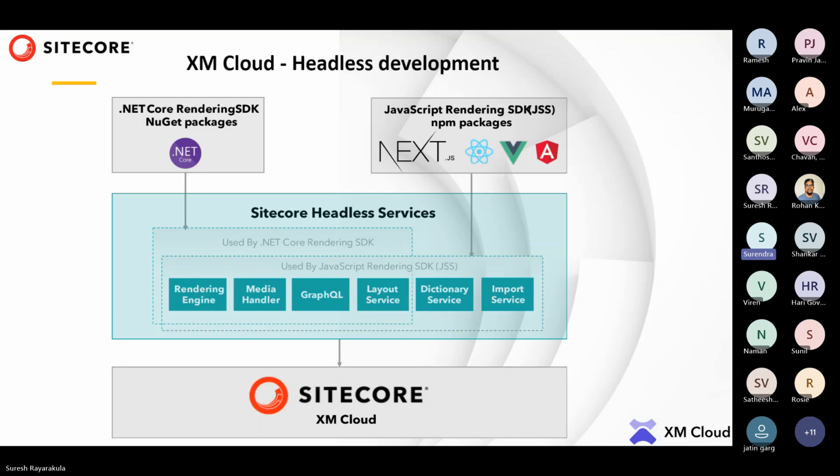So there are a few people who are not comfortable with JSS. For that, Sitecore has provided support for .NET Core. By using this, you can write your C# code and still get the data from XM Cloud. If you are using .NET Core, then this framework is not going to support the dictionary service and import service. It only supports the layout, GraphQL, media handler, and rendering engine. So these four APIs are the only ones supported by .NET Core, not the dictionary and import services. Yeah, next slide, please.